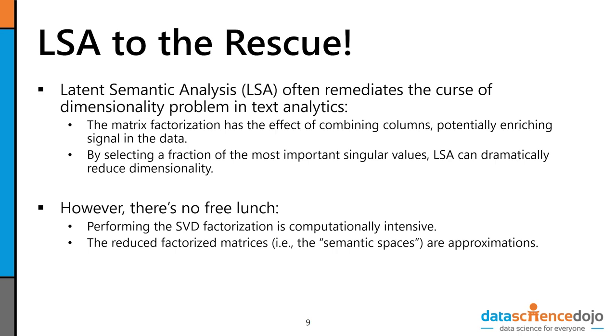Now, here's the other thing. The reduced matrices, these higher level abstractions, this combination of credit cards and loans and debt into a single column, these reduced factorized matrices, these quote unquote semantic spaces, are approximations. So they won't be exact. You're going to get a little bit of information loss. But the idea is that the combining of, for example, credit cards, loans, and debt into a single column, even though it's an approximation, actually adds way more signal than you lose by it being an approximation. So you get a net gain. That's the idea.